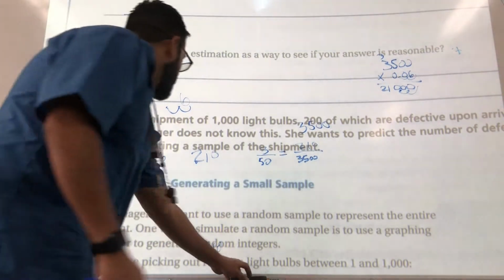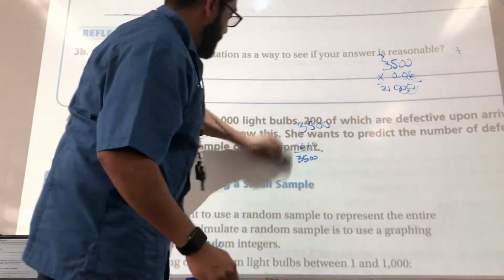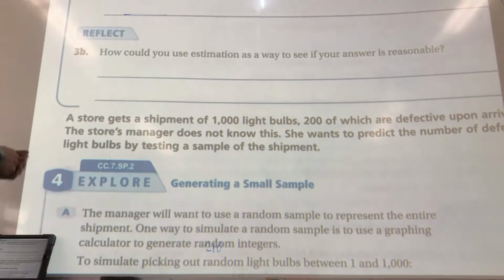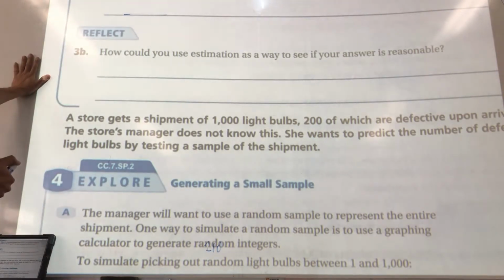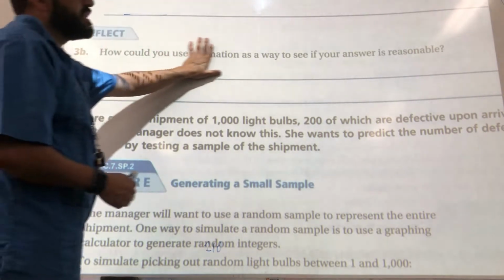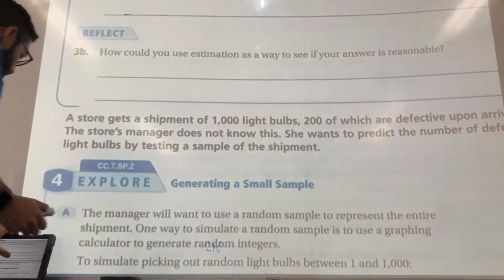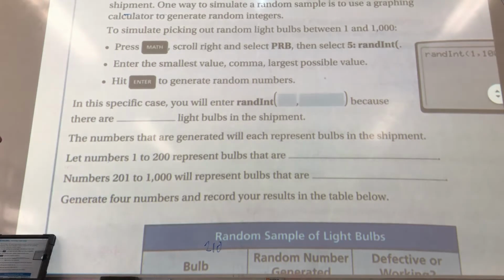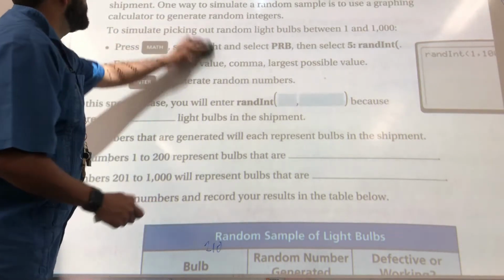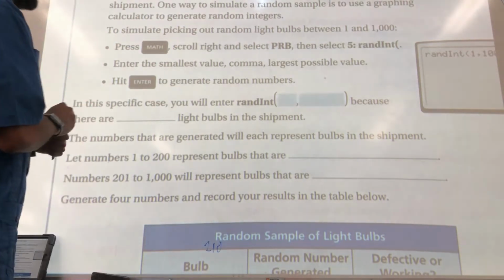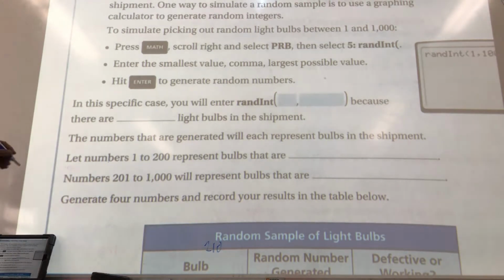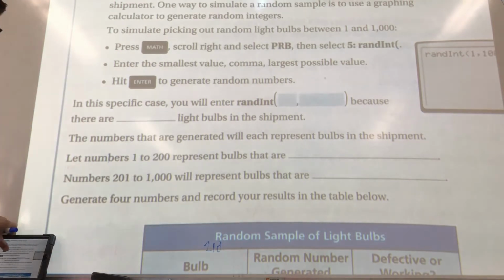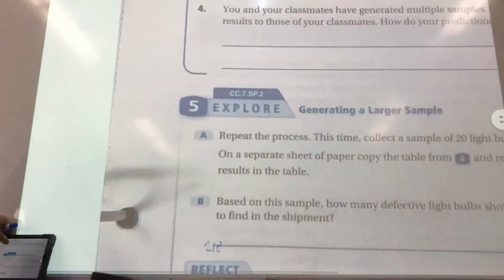Okay, not as finished as I thought it was. Yeah, you can use estimation because it would make things a little bit easier for you. Let's go on to number 4 so we can get out of here. The manager will want to use a random sample to present the entire shipment. One way to simulate a random sample is to use a graphing calculator and generate the random integers. To simulate, all right, we don't really have graphing calculators, so I can't have you guys do that one, which is quite unfortunate.